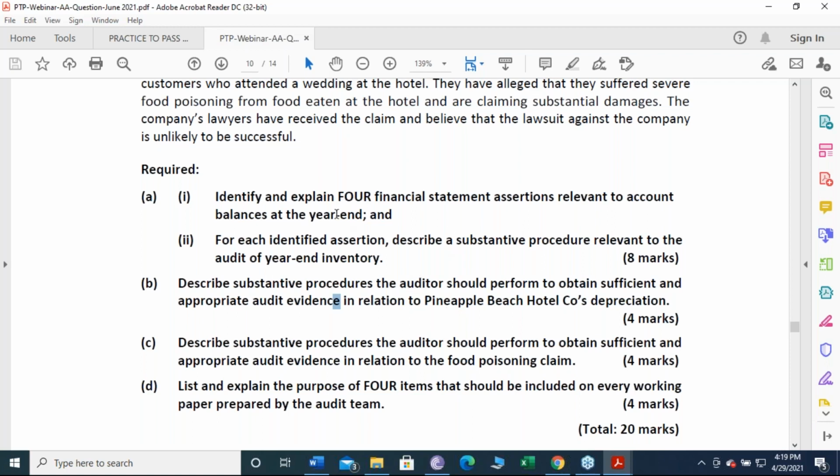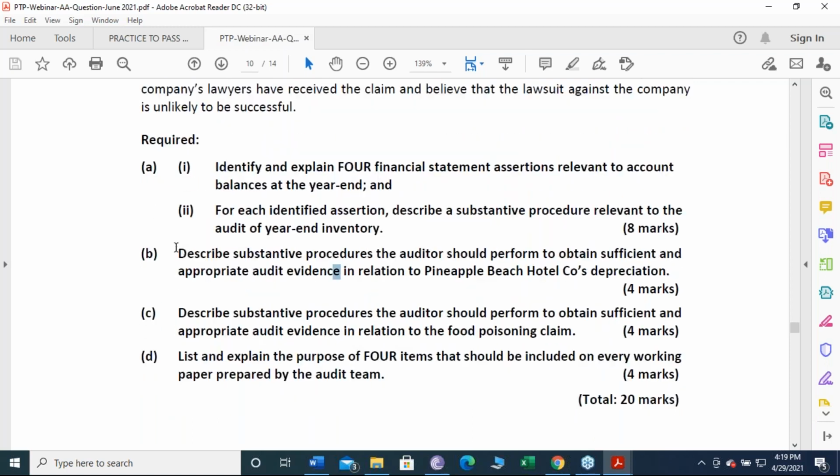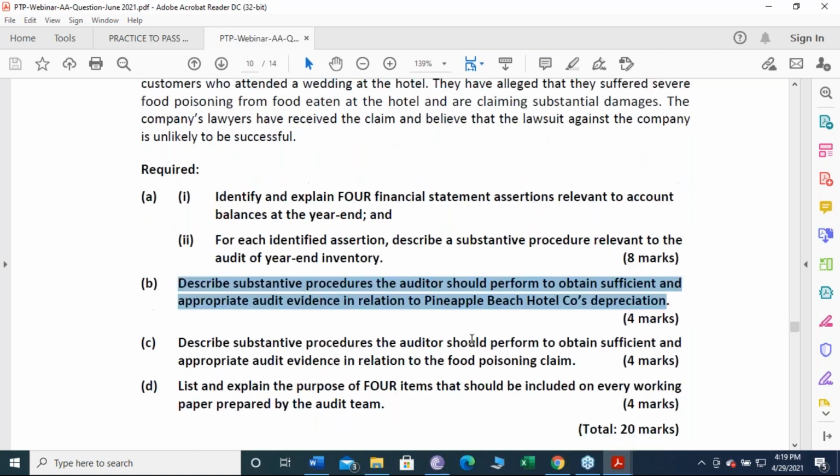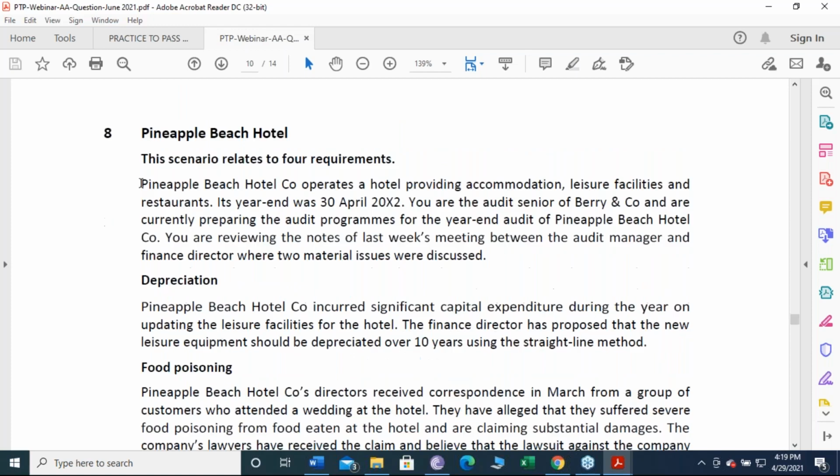Is this clear? Let's go to part B. Describe the substantive procedures the auditor should perform to obtain sufficient and appropriate audit evidence in relation to Pineapple Beach Hotel Company's depreciation. Okay, let's read the question. Pineapple Beach Hotel Company operates a hotel providing accommodation, leisure facilities, and restaurants.